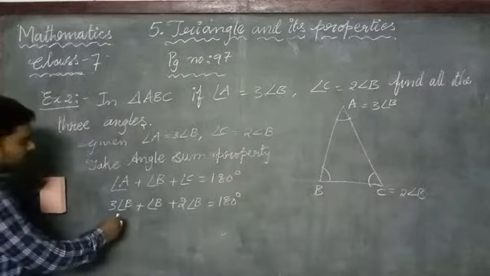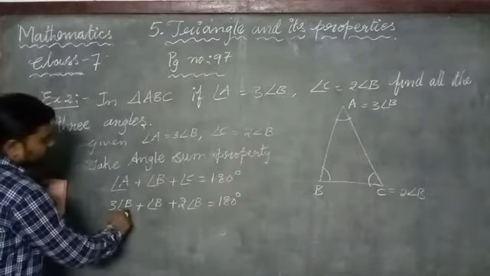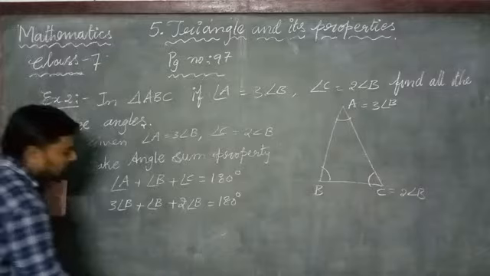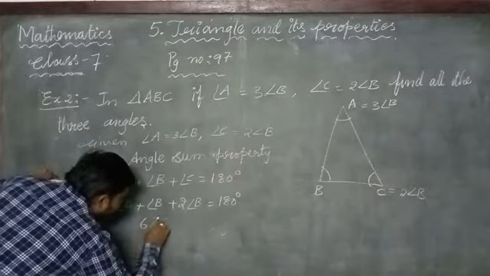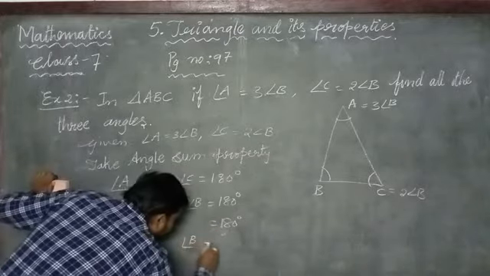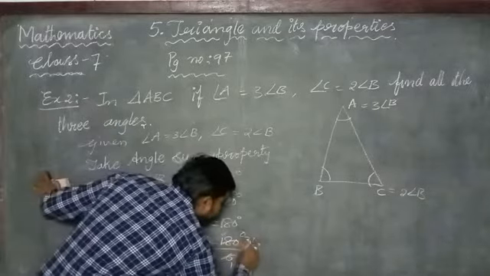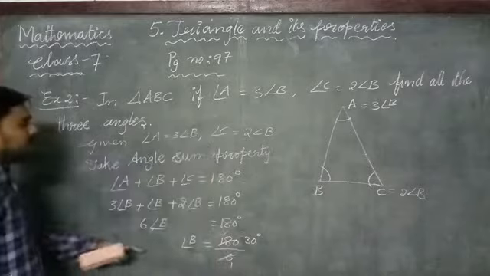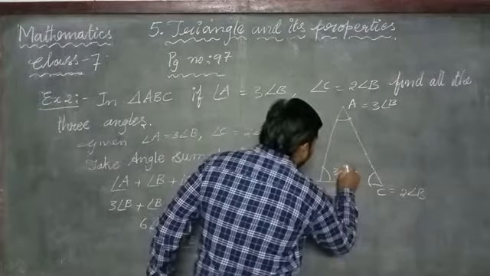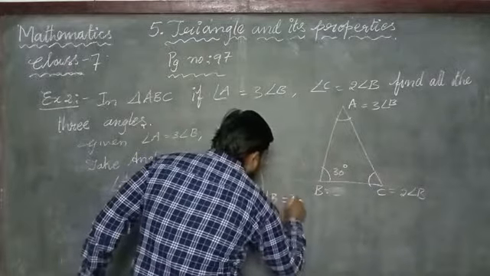Since we have all the angles in terms of B, we have to add all the angles. 3 angle B plus angle B plus 2 angle B: 3 plus 1 is 4, 4 plus 2 is 6 angle B equals to 180 degrees. Then angle B equals to 180 degrees divided by 6. It means 6 ones are 6, 6 threes are 18, so 30 degrees. It means angle B equals to 30 degrees. Here the angle B is 30 degrees.